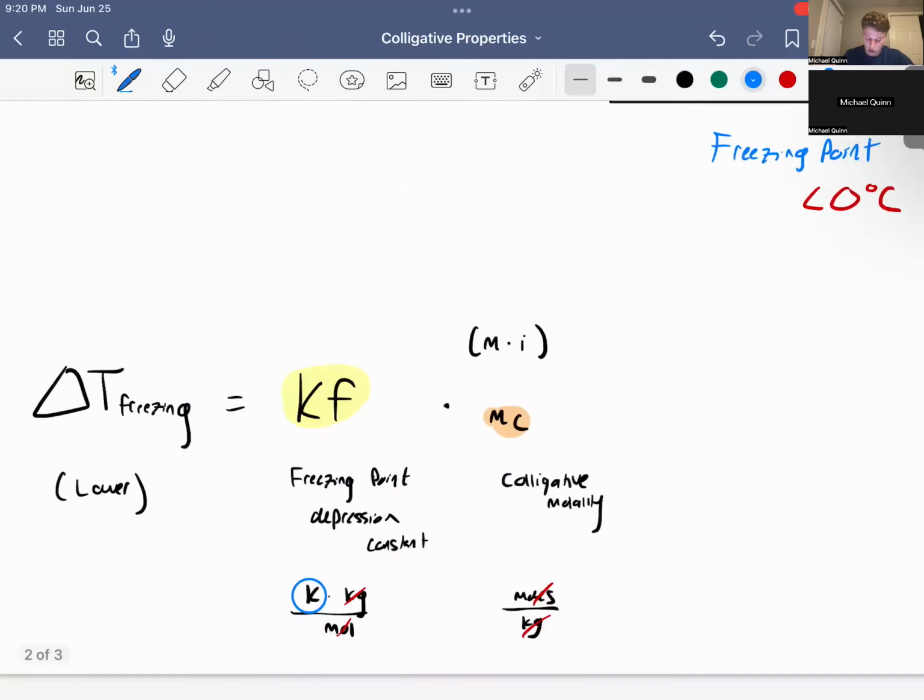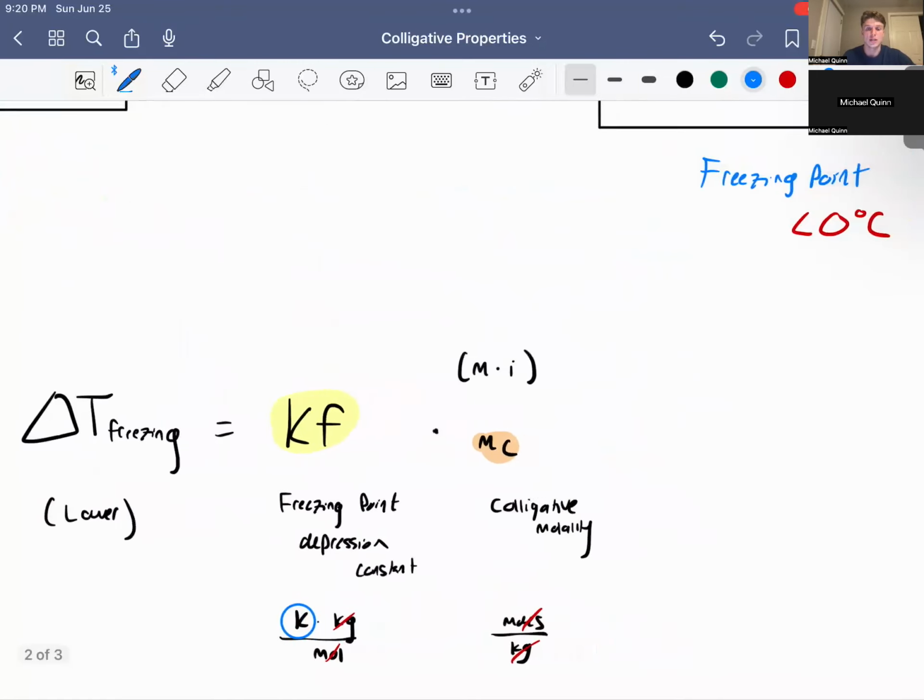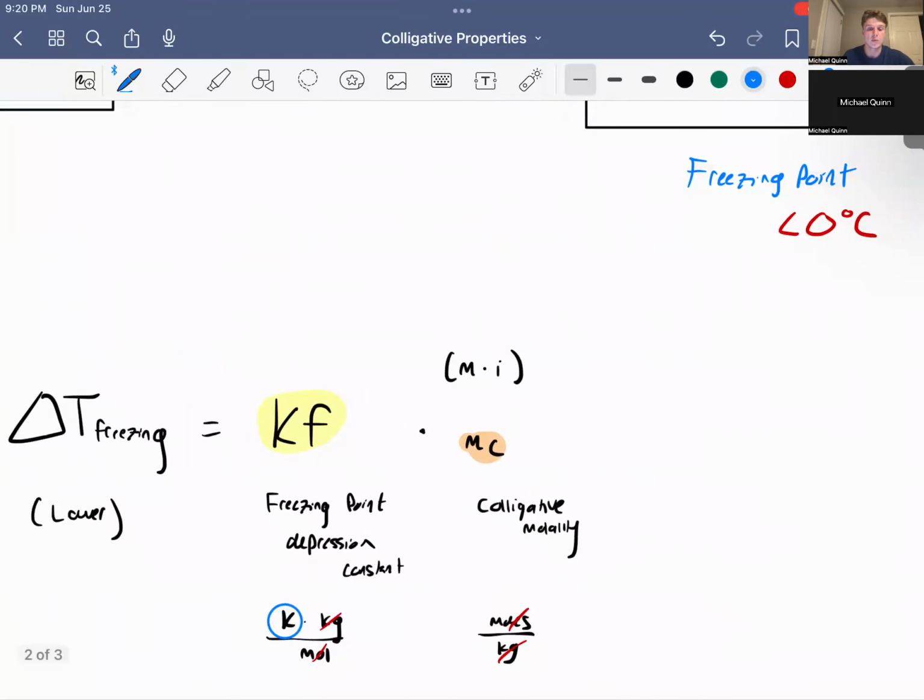And this is how you would solve for that change in temperature freezing using that freezing point depression constant and the colligative molality.